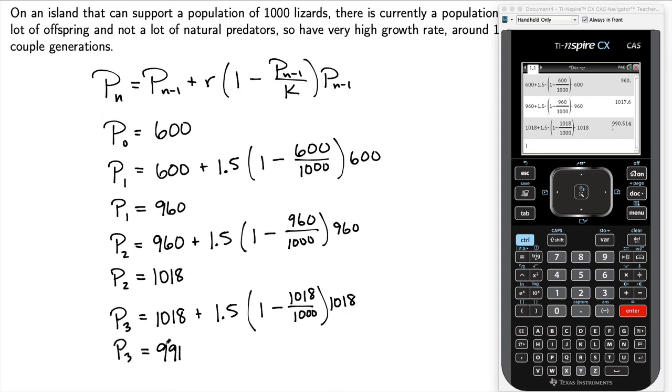So we see that it's doing what we expect. It grew, and then it grew again, but because it passed the carrying capacity, it needed to shrink because the island could not support that many.